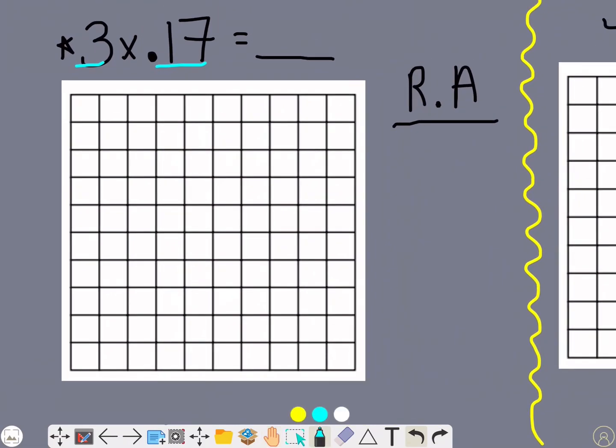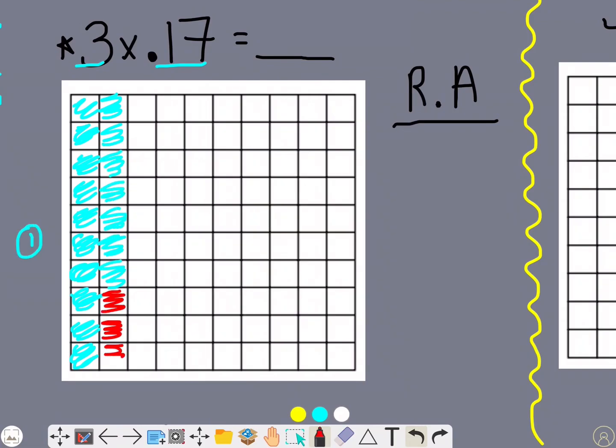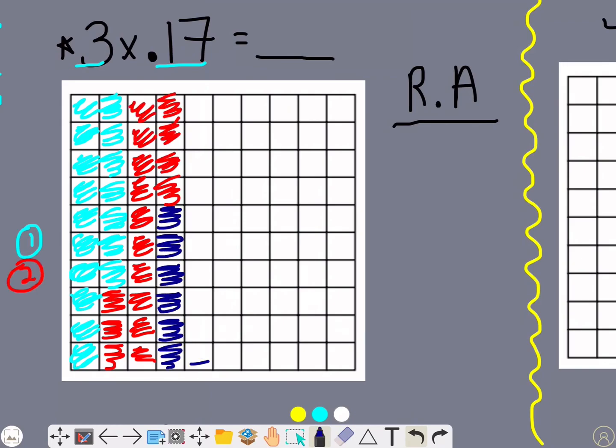What I'm going to do for a visual is shade in 17 hundredths in a light blue color. That's my first group. I'm going to do 17 hundredths in a red color. That's my second group. And then I'm going to do 17 hundredths in a dark blue color. That's my third group. So I have 3 groups.